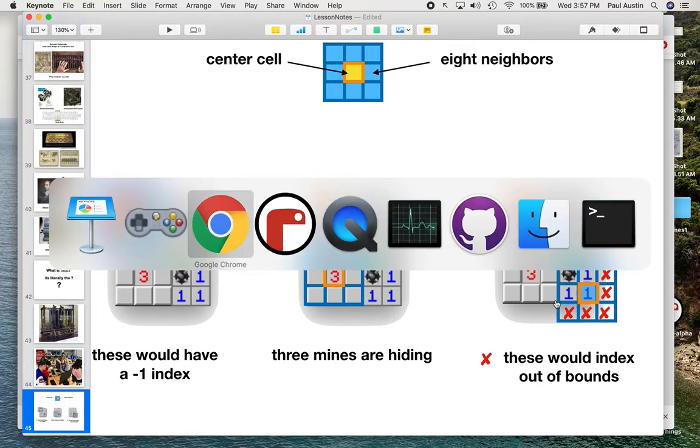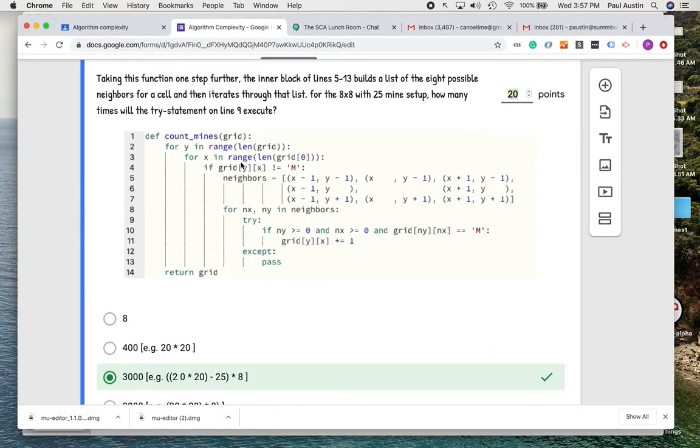So let's go back and look at that code. All right, so how many times will the try statement execute? This try is going to execute 20 by 20, looking at the code right here. It's going to be 20 by 20 minus the 25. And then since it's 8 neighbors, and we do this try for each one of the neighbors, times 8. So the answer is 3,000.